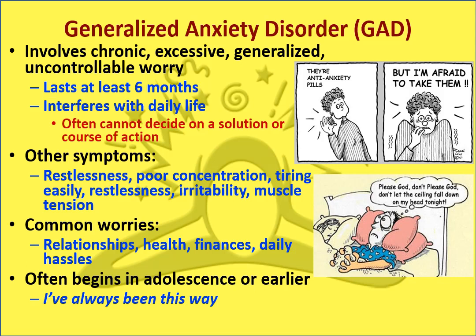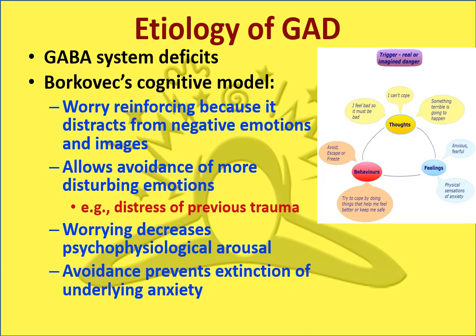One of the sad things about this is that it begins early enough in life that later on, when somebody asks you, the person says, "I've always been this way." So there are some GABA system deficits in the brain. The cognitive model is not exactly the one on the right, but I like the one on the right.